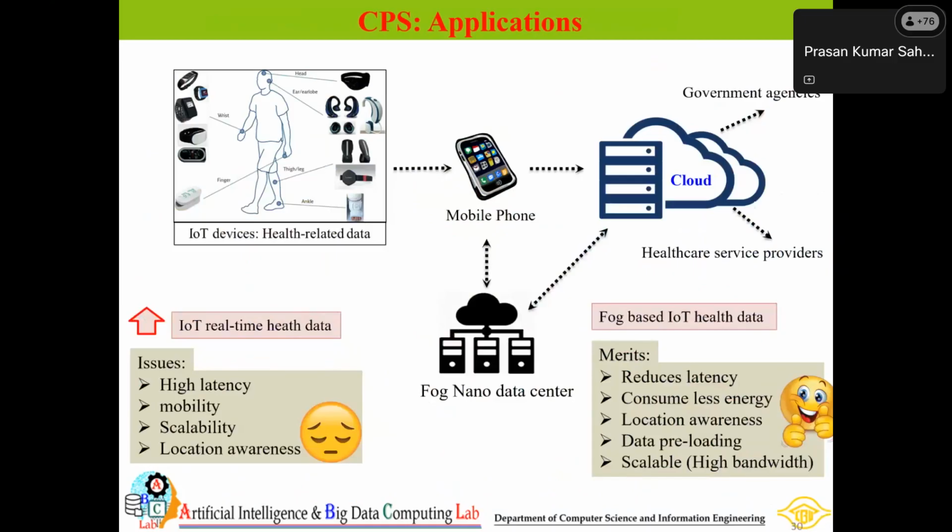But the issues are like high latency. So how to minimize the latency could be one research issue, and mobility management could be another research issue. Scalability is also another research issue. Location awareness of the service provider could be another research issue. But the merits of this fog-based IoT healthcare data are that it can consume less energy, and offers location awareness, data preloading, and scalability. If we can solve the issues, of course, we can get these benefits.